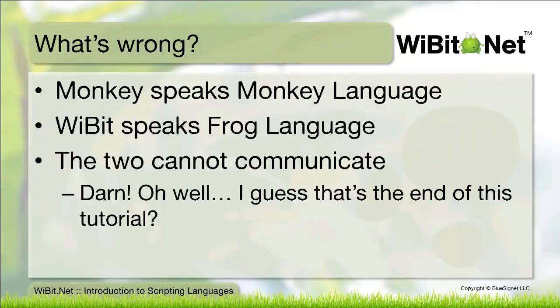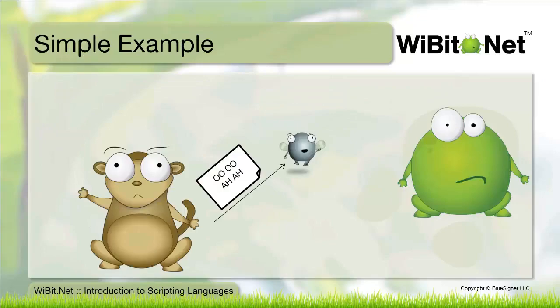Now, why is that? Well, because the monkey speaks monkey language, which is mostly throwing its own feces, and the frog speaks frog language. So the two can't communicate with each other, so I guess we can just call it a day and say, we're out of here. Okay, well, I'm going to go drinking then. All right, man, see you later. Oh, wait a second. Oh, you got me.